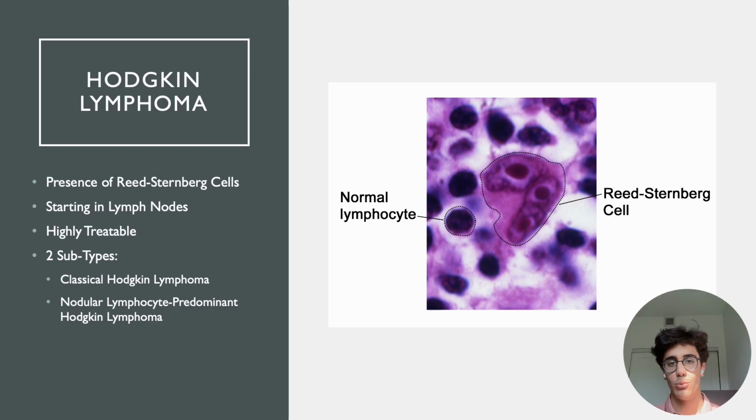These are abnormal giant multinucleated B cells, and they start out in the lymph nodes in the chest, neck, and underarm region, and spread in a predictable manner from lymph node to lymph node group, unlike many other cancers. And they are highly treatable. Also, Hodgkin lymphoma has two different subtypes: classical Hodgkin lymphoma and nodular lymphocyte predominant Hodgkin lymphoma.